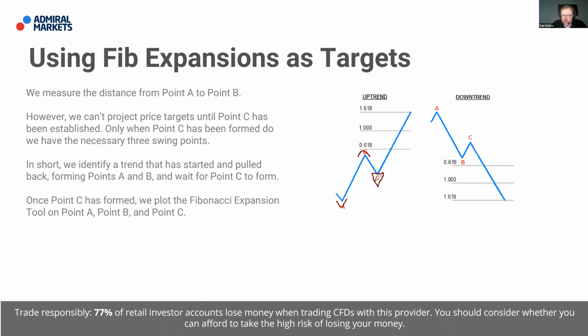And we're expecting point C to form around one of the areas of the Fibonacci retracement, so maybe somewhere between the 38 to 61.8% retracement. Once point C is formed, we can plot the Fibonacci expansion tool on point A, point B, and point C. And that gives us a great idea of where to find possible targets for our trades.